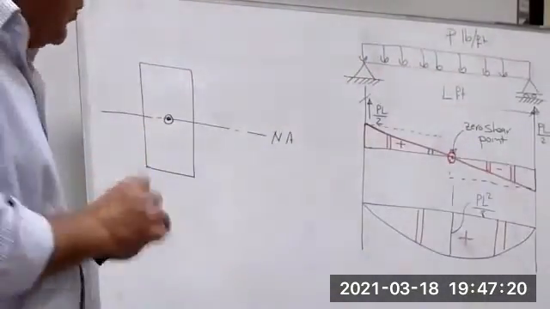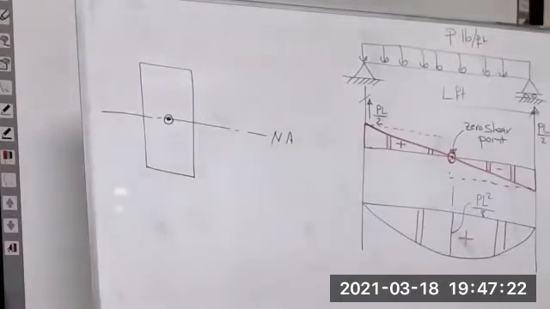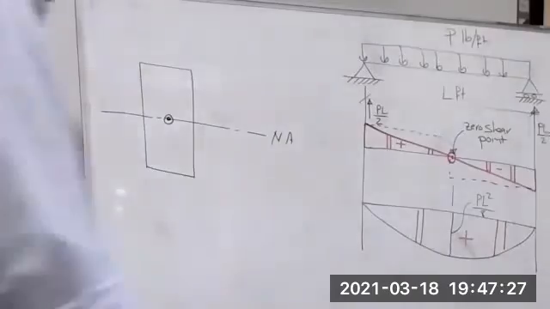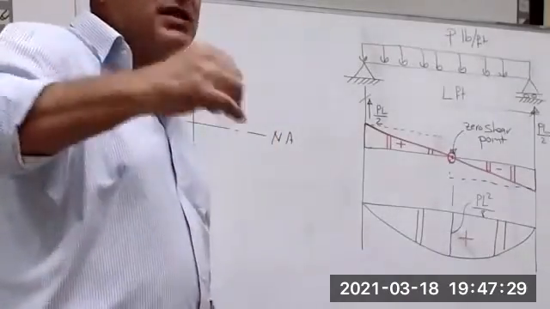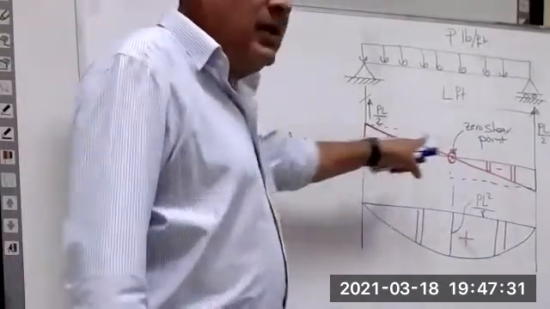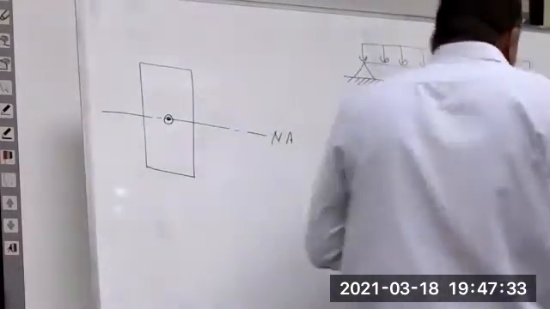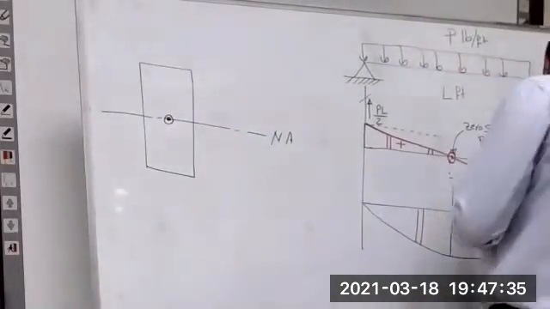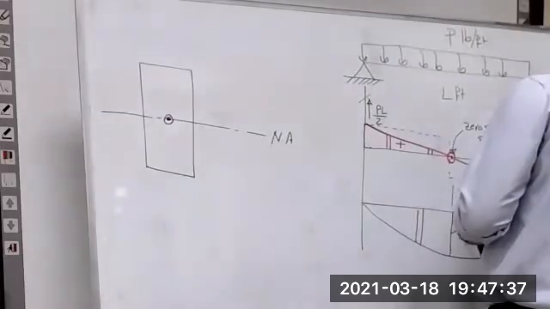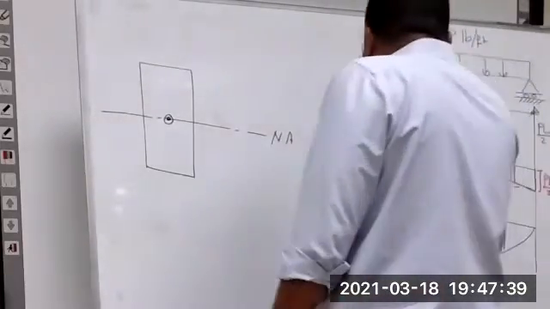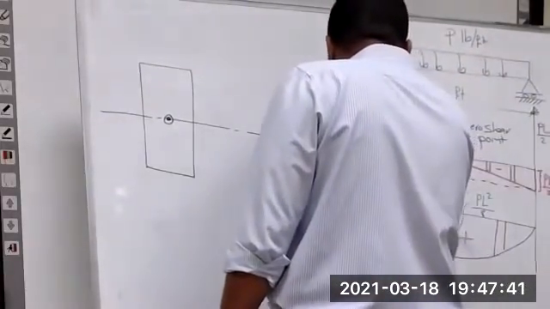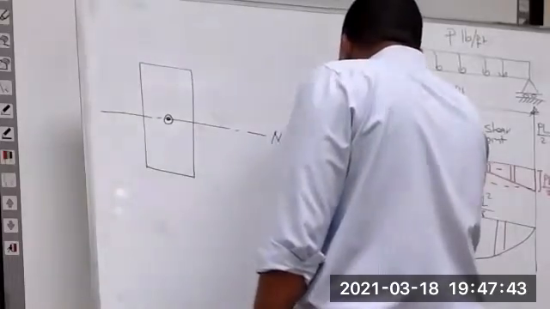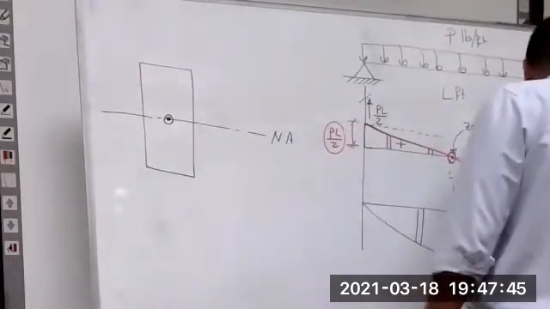But let us see. Where is the maximum shear internal force? Here at the supports. We call this BL over 2. The maximum is here.